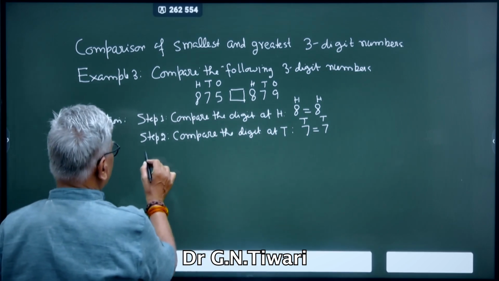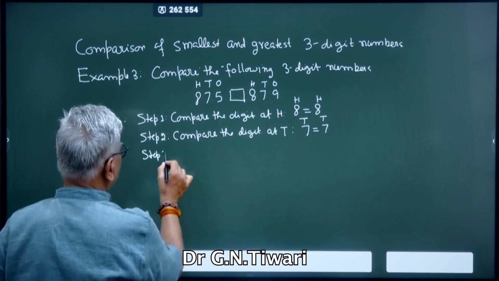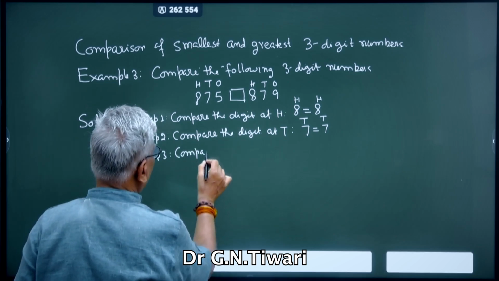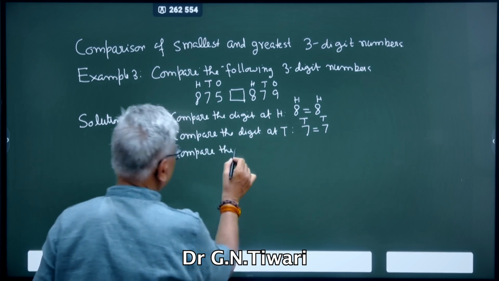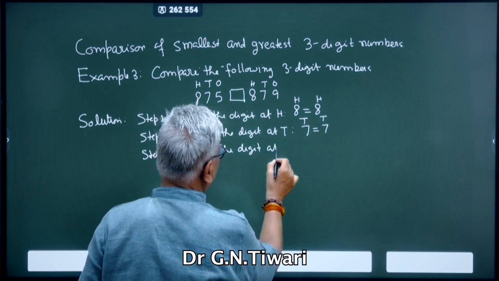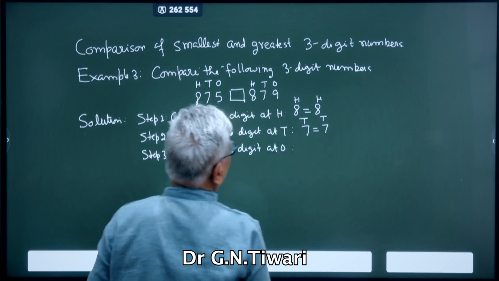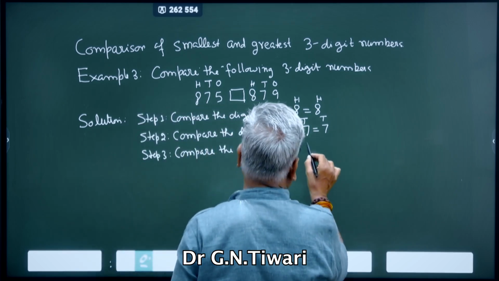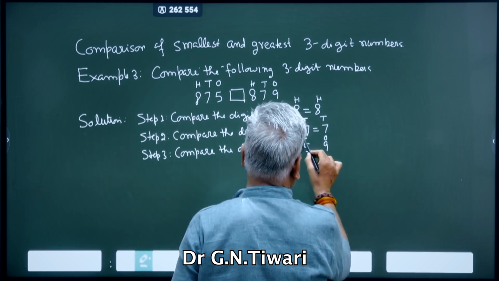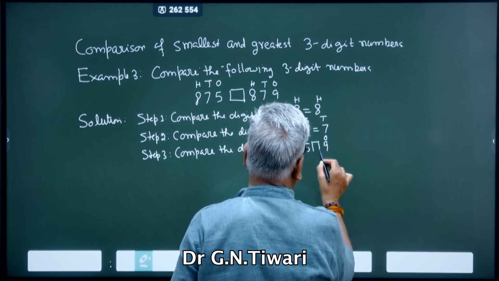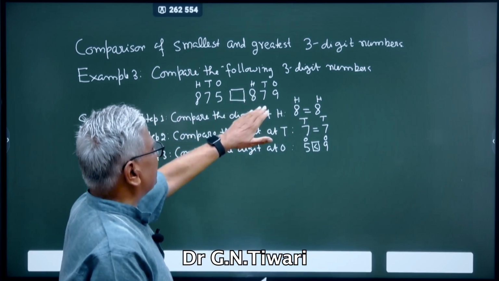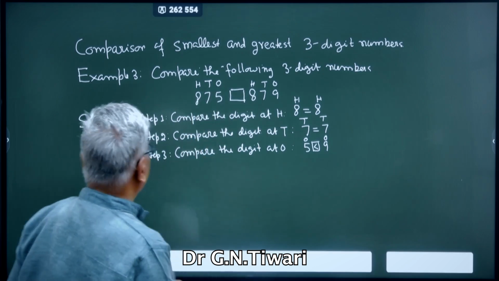Third step, compare the digit at ones. So what is that? First write 5, then 9 at O, and obviously 9 is greater than 5. That means this digit is greater than this. So what is the result?